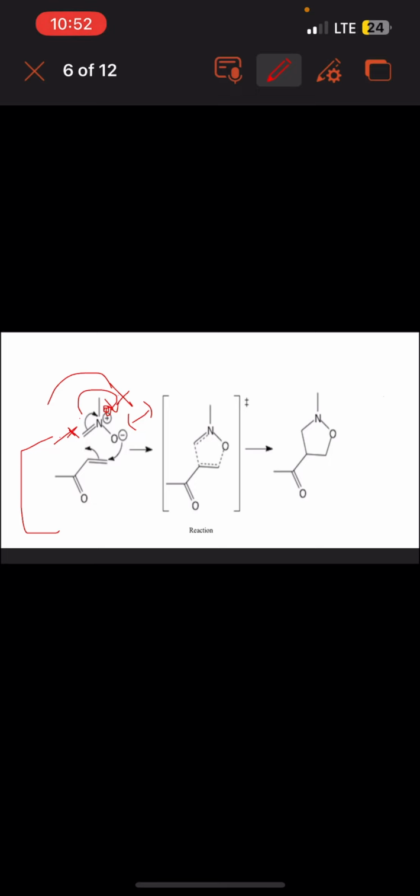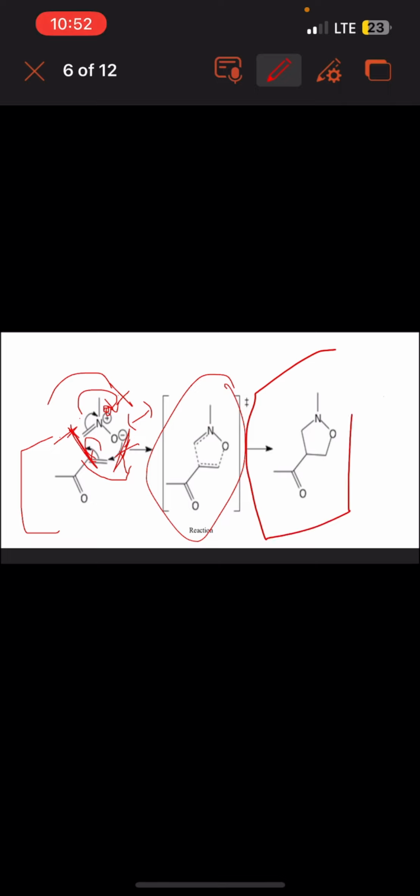Now the pi bond in the dipolarophile is broken and electrons are shifted towards this side and this side gets a positive charge, and bonds are formed between this positive charge and negative charge and this positive charge and negative charge. That's the final product. It is an intermediate and we get the final product like this. Next, 1,3 dipolar addition using the molecular orbital approach.